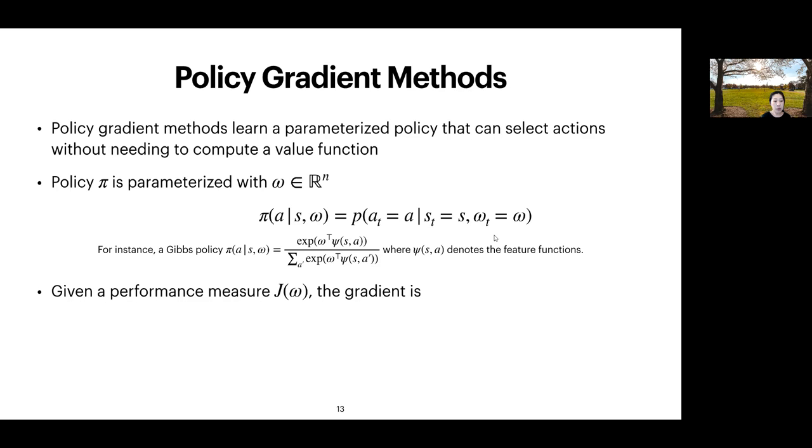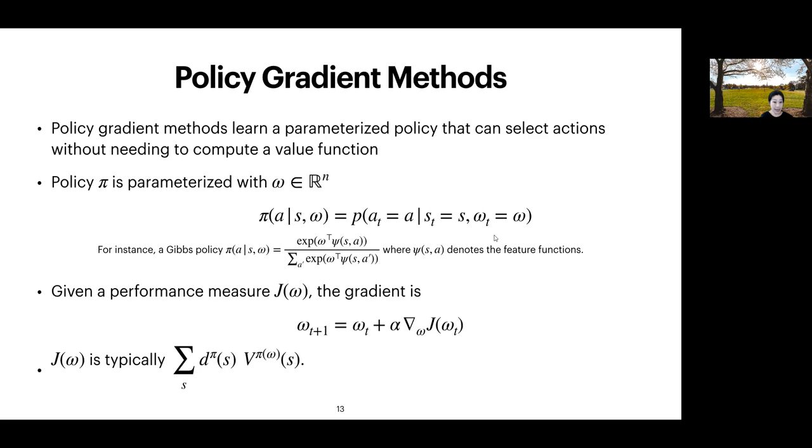Now, given a performance measure, and we haven't talked about the performance measure yet: in function approximation it was the MSVE, the mean square value error of theta. Now we just say the performance measure is J of omega, parameterized with omega. What it is, we will say in a second. Given a performance measure, the update is omega_{t+1} equals omega_t plus alpha times the gradient of J of omega_t. This is gradient ascent because we are trying to maximize rather than minimize. I wanted to make sure of this.